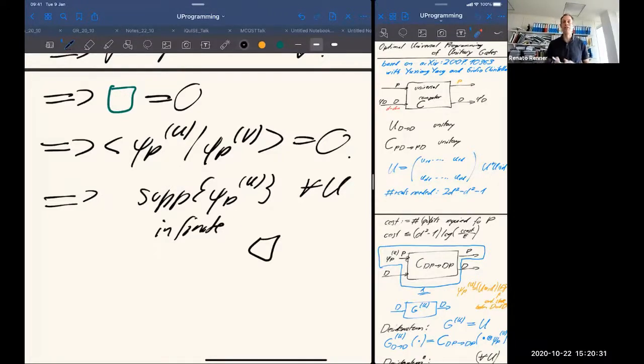Okay, so that was this historic proof. That's the so-called no programming theorem. It just tells us there is no way to encode a unitary into a quantum state such that a universal processor could somehow then execute this unitary.